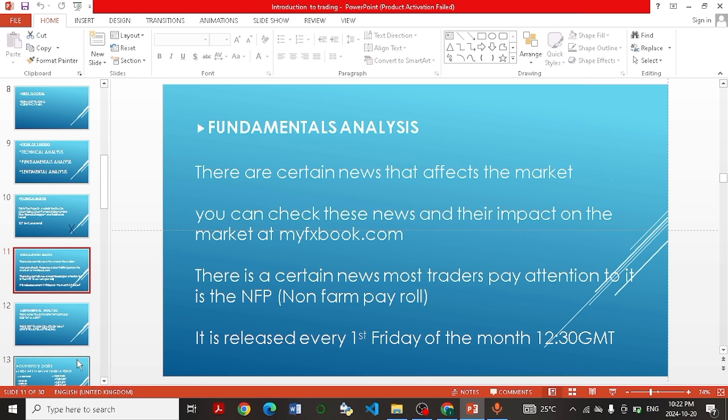Now you can go to the market, do your analysis, and know whether you're going to buy or sell. It's a very high impact news. It has a very high impact on the market. There's also FOMC. There are a lot of news out there. I can't even mention all of them, but this is a very, very important news that most forex traders look out for.